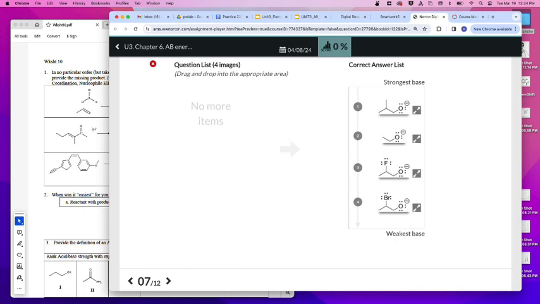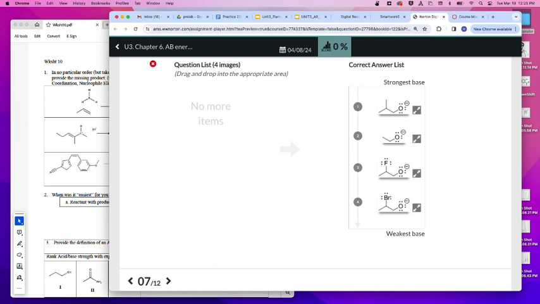Maybe it's the orbital size, like more electrons. So are we talking about orbital size? Ultimately, are we talking about the size of the atom that's holding the charge, or the molecule that holds the charge? Those are two very different things. Which one do you think is more important? Atom. Why would atom be more important than looking at the molecule?